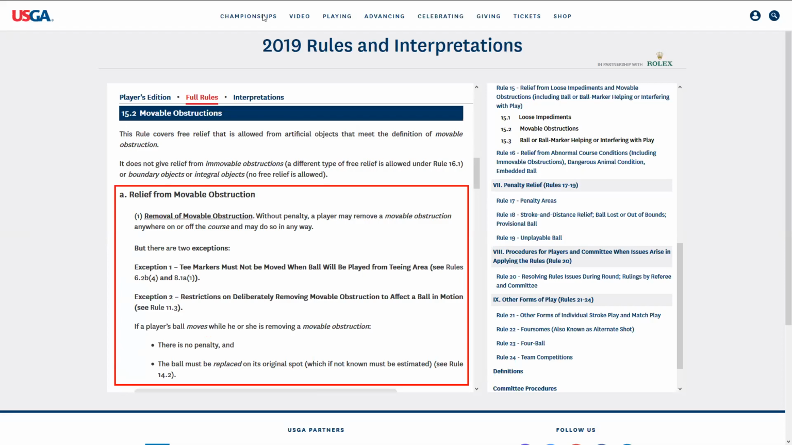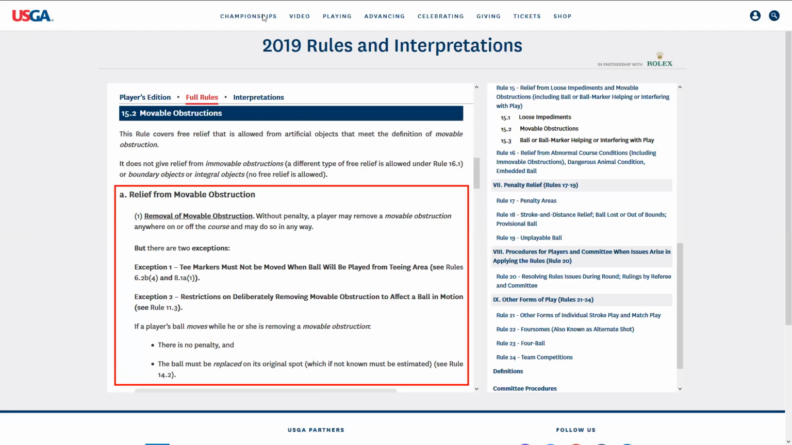Relief from movable obstruction. Without penalty, a player may remove a movable obstruction anywhere on or off the course and may do so in any way. So your ball's in a penalty area, and right behind your ball is a scorecard. Can you move it? Yes, because you can move obstruction anywhere on the course.